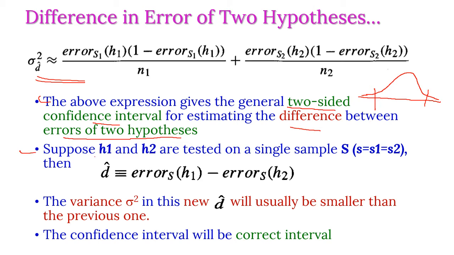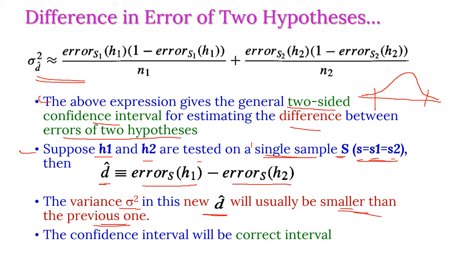Here suppose H1 and H2 are tested on a single sample. For both the hypotheses we are going to use only the single sample. That means S equal to S1 equal to S2, both are same. Then D cap is equal to error S of H1 minus error S of H2. If both hypotheses use the same sample, then the variance sigma square in this new D cap will usually be smaller than the previous one.